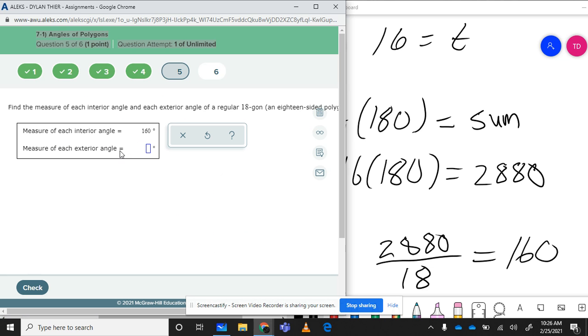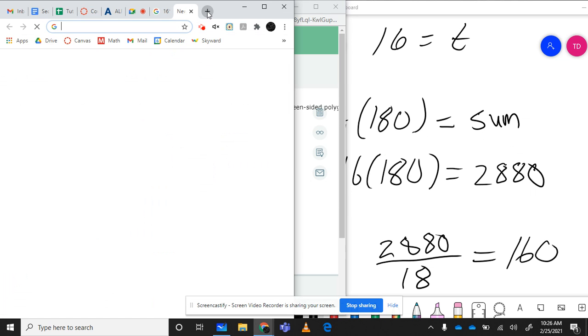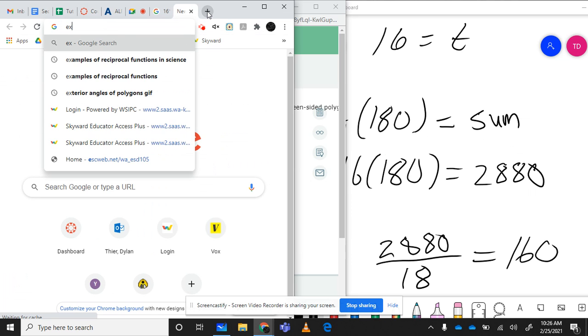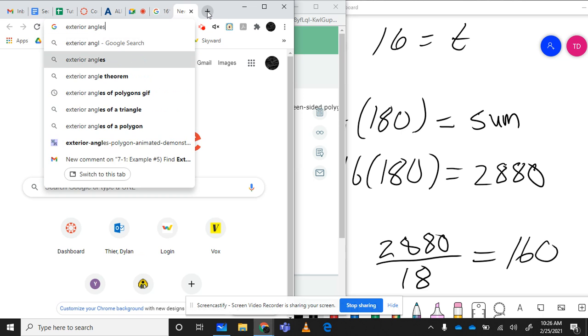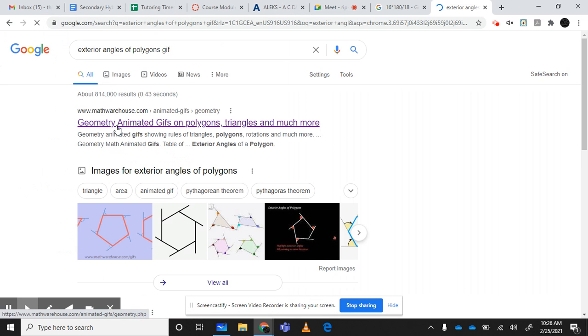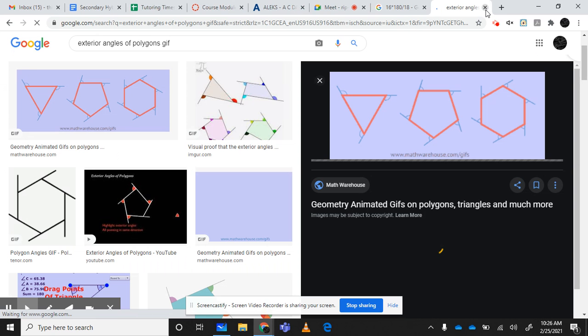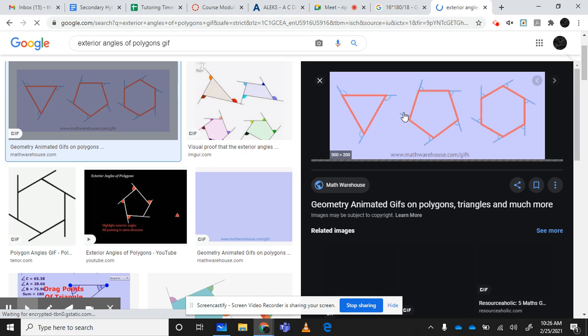Now for the next part, it says, what is the measure of each exterior angle? So I'm going to go back to an image that I showed you guys on Monday. Exterior angles. So with exterior angles, there's not so much that you need to do with calculating anything. Really, it's just that you're going to take 360 degrees and divide it by the number of sides. Now, the reason you're going to do that is going to be kind of evident when we look at this image here.